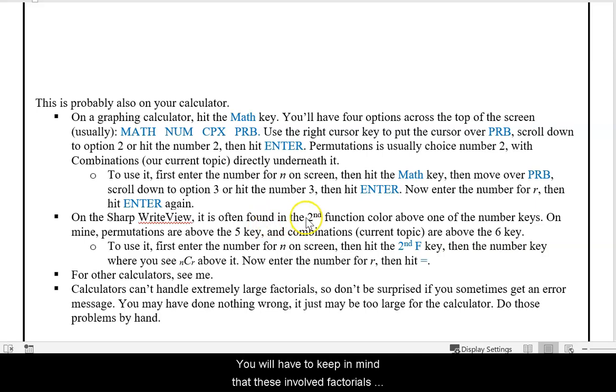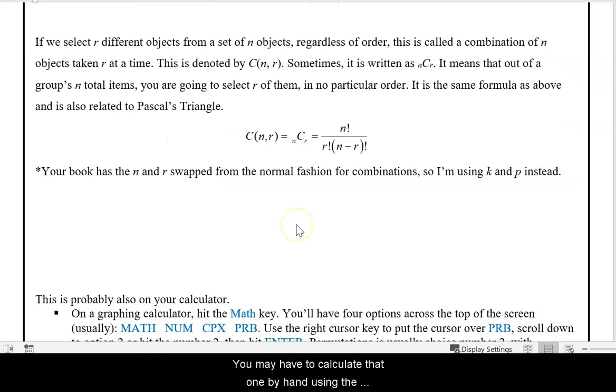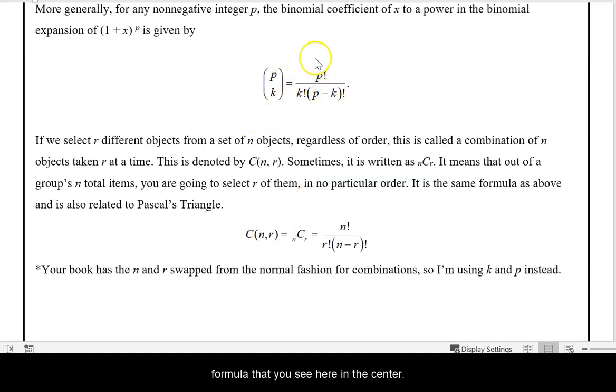You will have to keep in mind that these involve factorials, and factorials grow faster than just about any other kind of function we study, except power functions. They grow extremely quickly. Sometimes calculators can't handle what you're doing, so don't be surprised if you get an error message. It may not mean that the answer doesn't exist, and it may not mean you've done anything wrong. It just may be too large for that calculator. You may have to calculate that one by hand using the formula that you see here in the center.